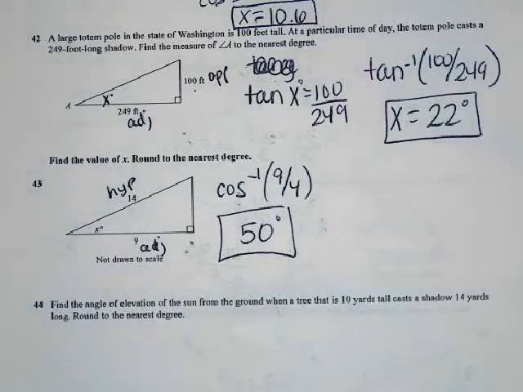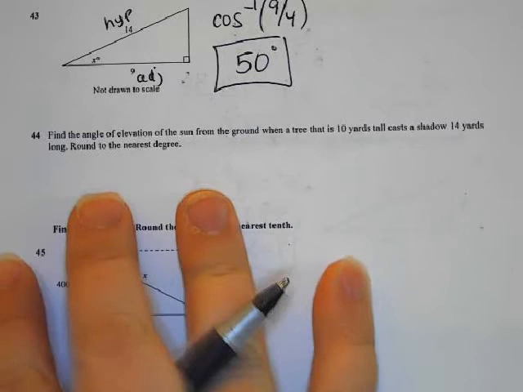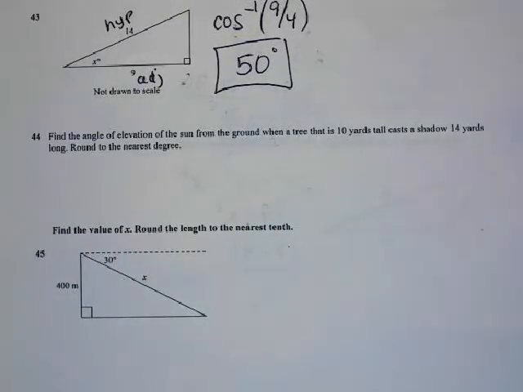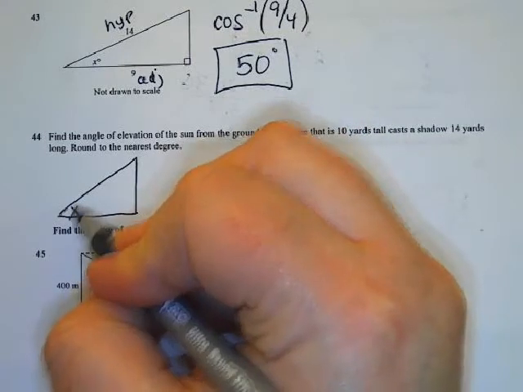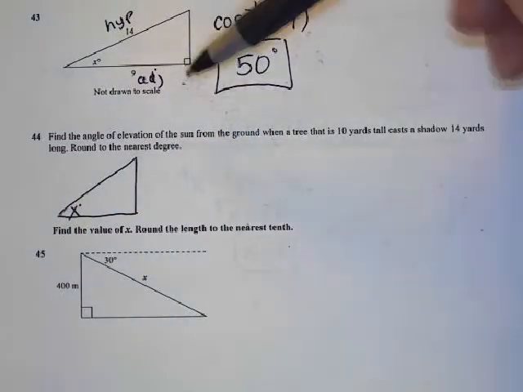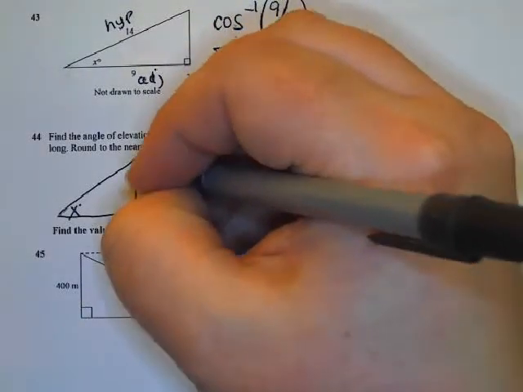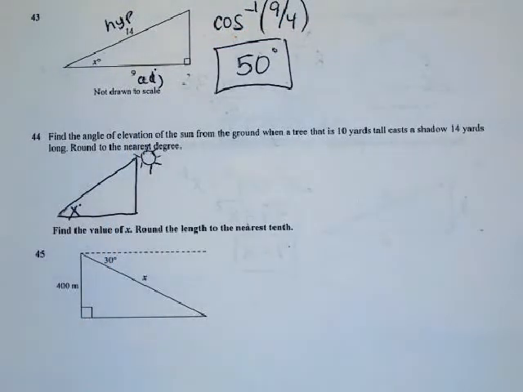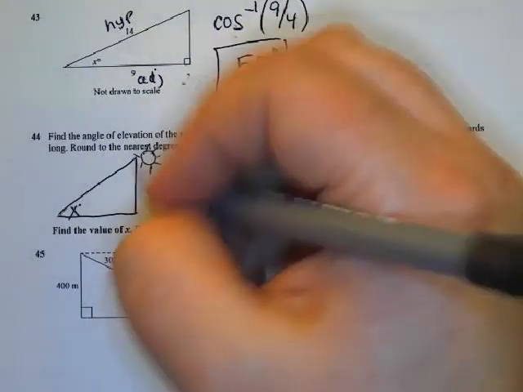Alrighty, number 44. Find the angle of elevation. So angle of elevation or depression goes right here, of the sun from the ground. So there's our sunshine. When a tree that is 10 yards tall casts a 14-yard shadow.